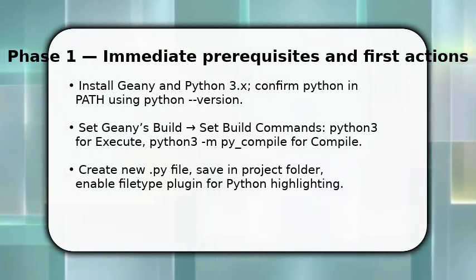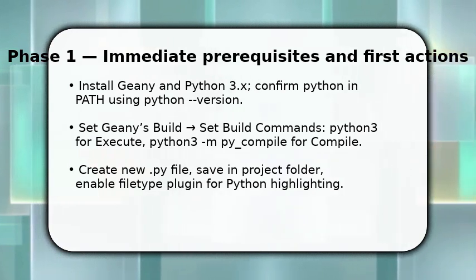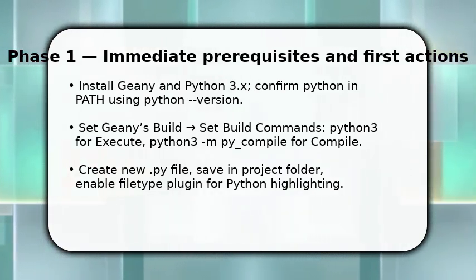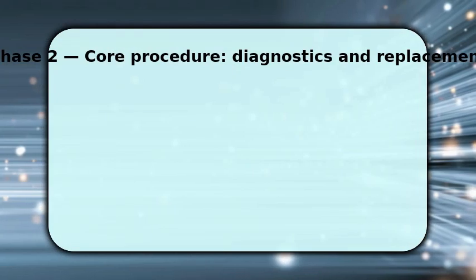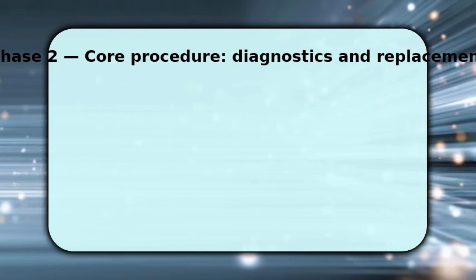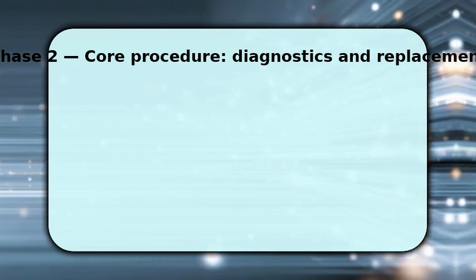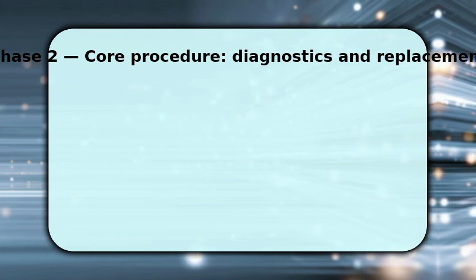Finally, set the build command so compile and execute call Python 3. This lets you run code from Geany without switching tools. You now focus on configuring execution and editing efficiency. First, add a custom run command like python3 -u %f to see live prints. This is helpful for tests.